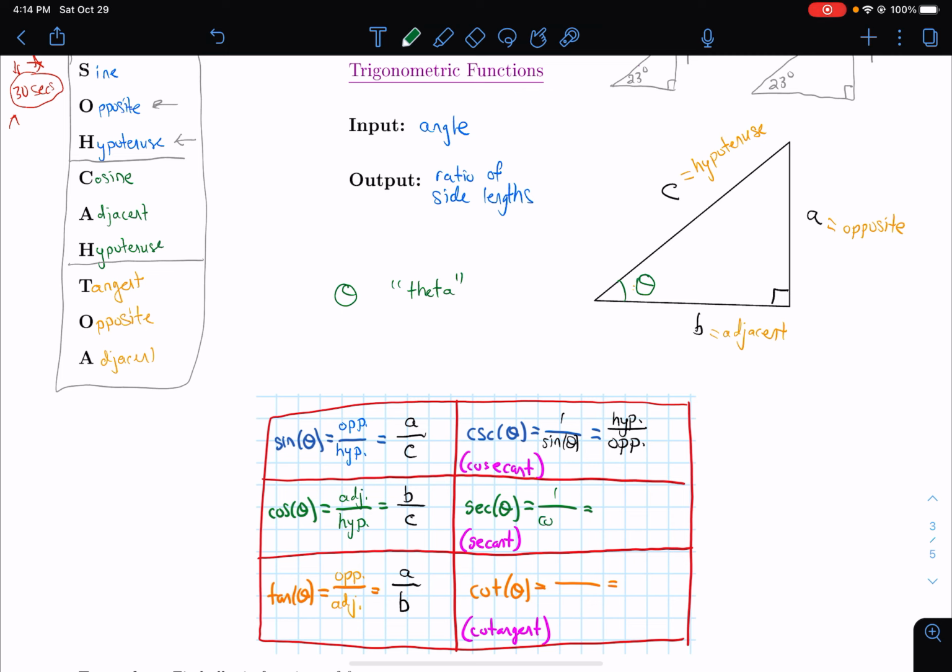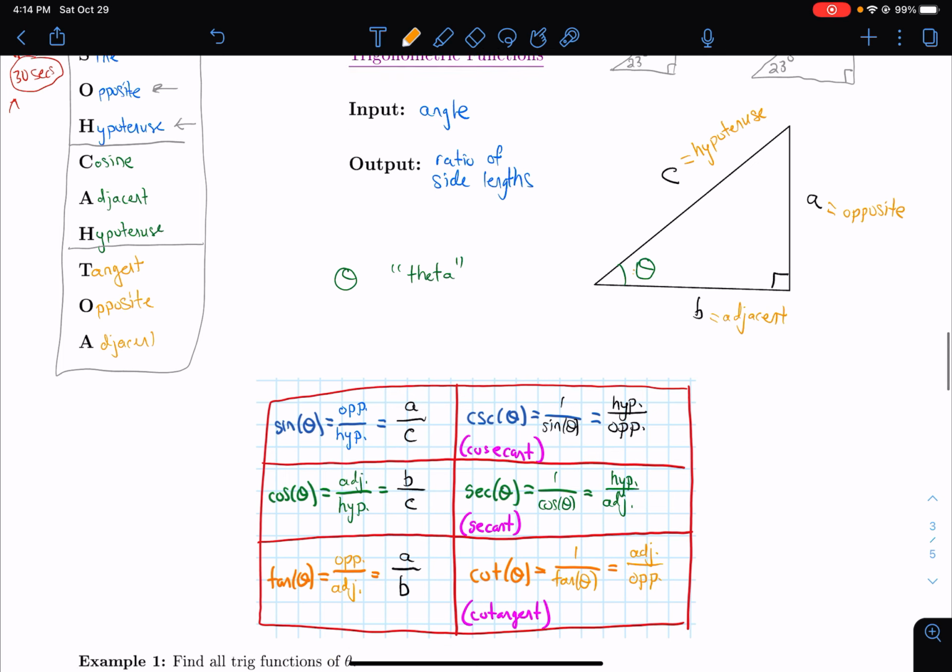It is going to be 1 over cosine. So that'll give me hypotenuse over adjacent. And then finally, cotangent is 1 over tangent. It's the reciprocal of tangent. If I reciprocal tangent, I'll get adjacent on top divided by the opposite side on the bottom. Okay, so we have these 6 definitions of trig functions involving the sides of a right triangle. So let's start doing some examples where we work with these.